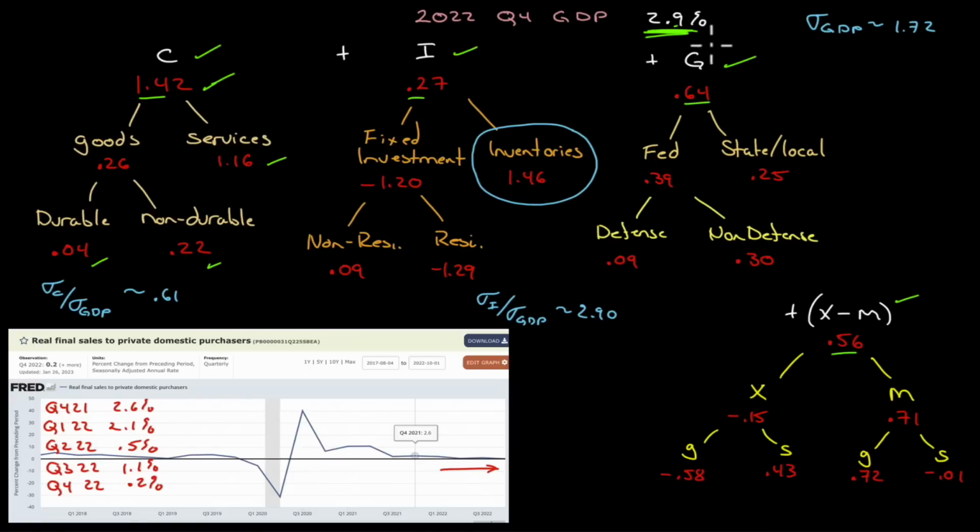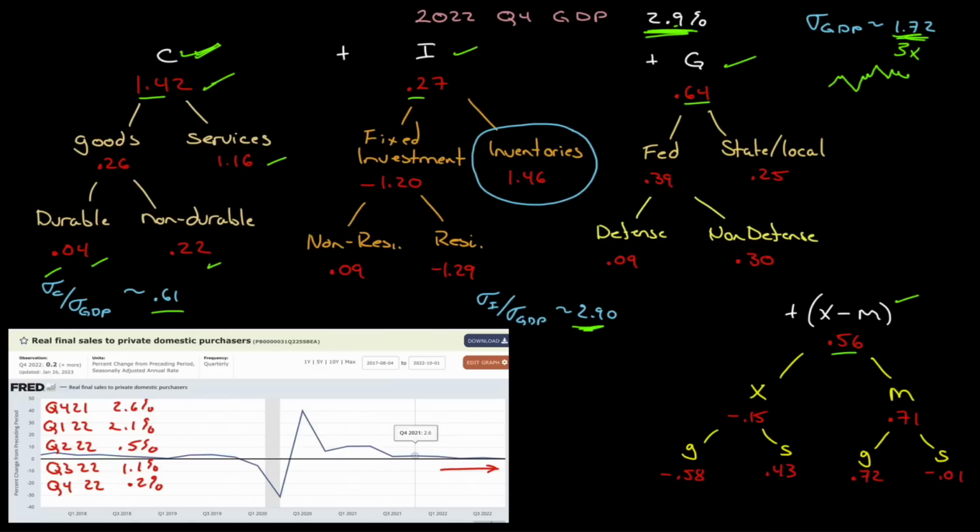The volatility of GDP, if we look at quarter to quarter, GDP does this kind of thing. So it has a volatility of 1.72. We look at ratios. The ratio of the volatility of the consumer component of GDP to GDP is about 0.61. If you look at investment, the volatility of investment to GDP is 2.9, meaning that while the volatility of the consumer component is lower than the volatility of GDP, for investment it is almost 3 times the volatility. It is the most volatile component of GDP.